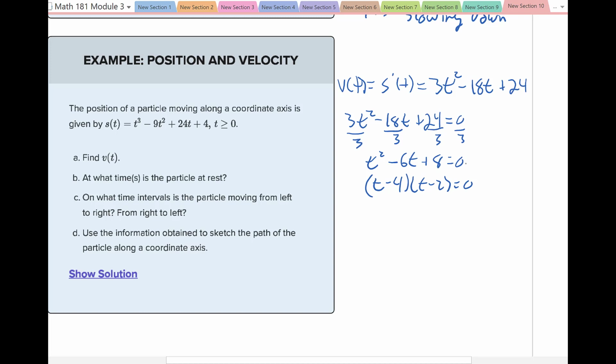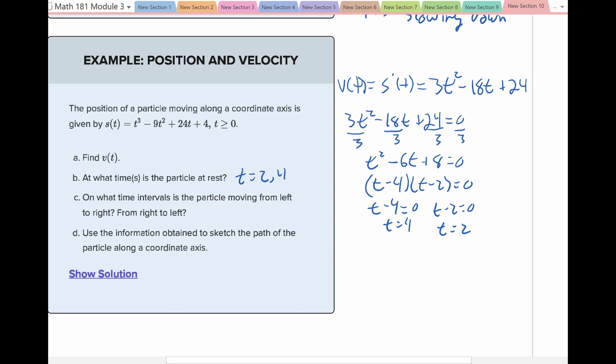And by the zero product property, we can set each of these equal to 0. So t minus 4 equals 0, or t equals 4. t minus 2 equals 0, or t equals 2. Okay, so that's when it is at rest.